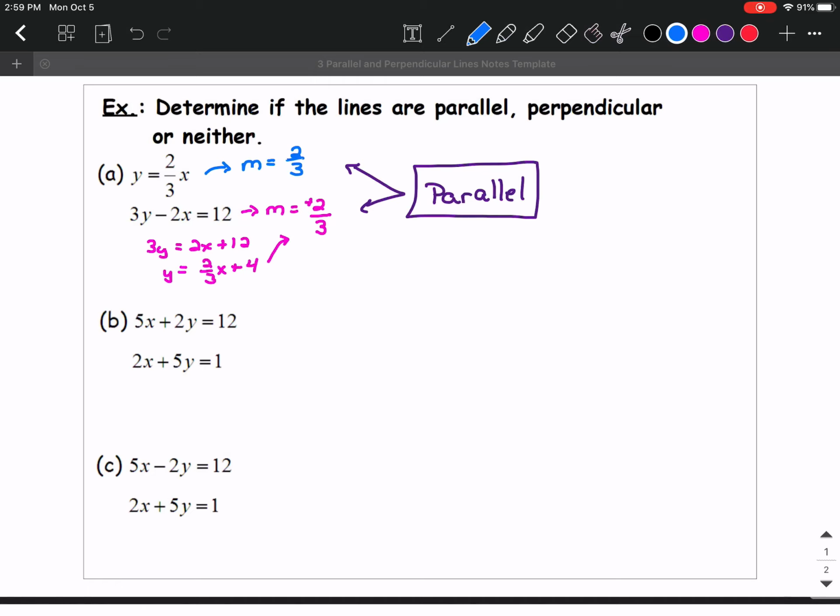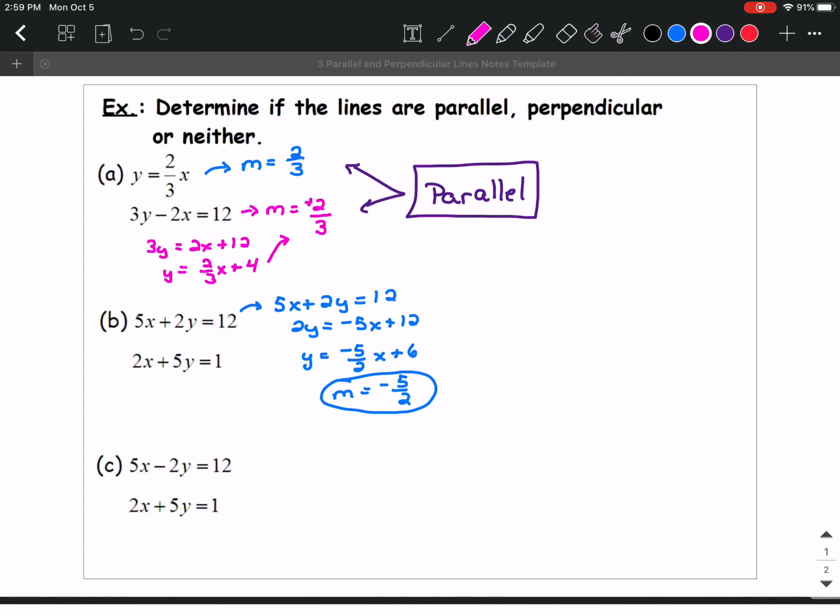So 5x plus 2y equals 12. Let's solve that. We would first subtract the 5x. Then we would divide both sides by 2. So our slope is negative 5/2.